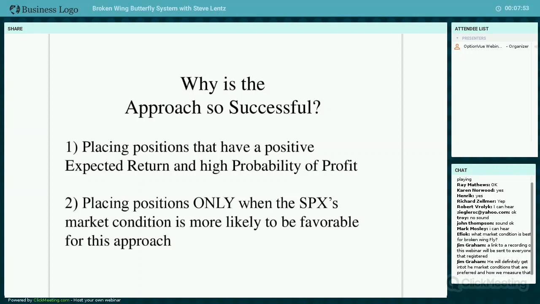Second, we want to place our positions and begin our campaign only when the SPX's market condition is more likely to be favorable for this type of trading. There are some market conditions we won't touch. I'll explain that as well in the future. Now, before I get to both of these elements and explain these fully.